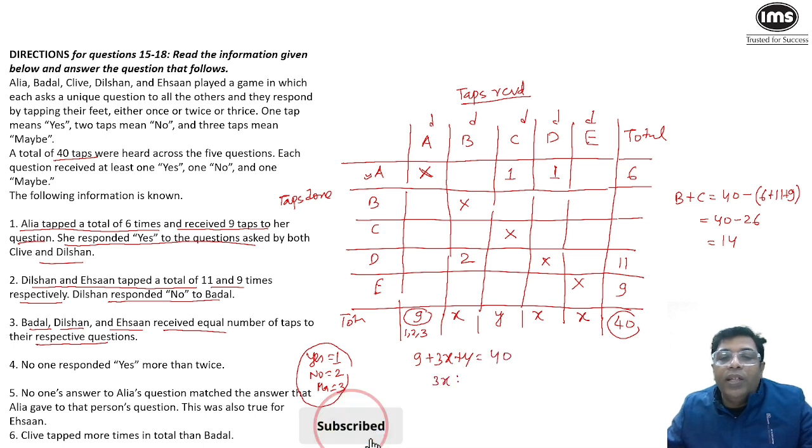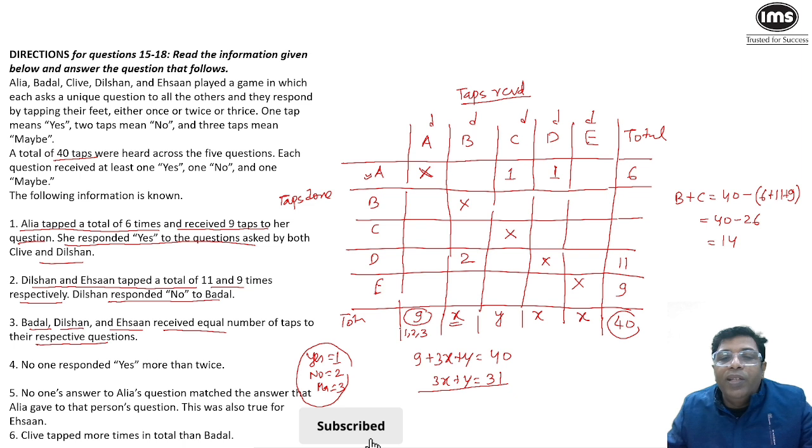So you can say 3x plus y is equal to 31. Now what could be the possible value of x and y? If we can figure that out, that will make our question a little more solvable. So now what could be the minimum possible value of x?